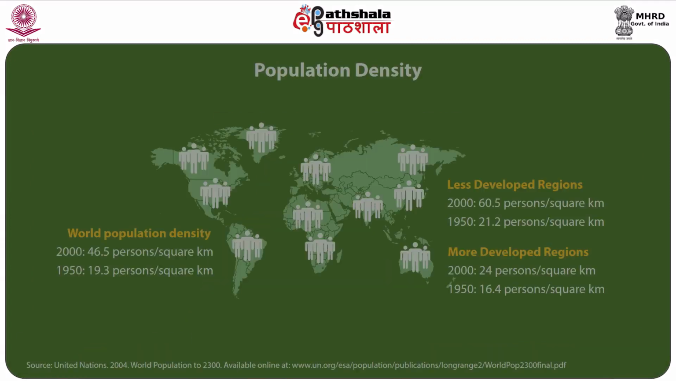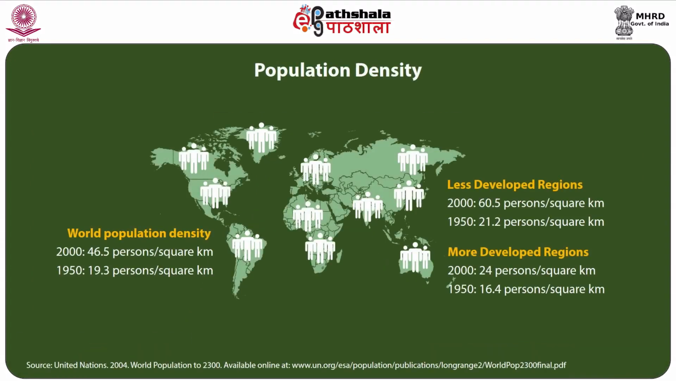Now let us look at population density. World population density has increased from 19.3 persons per square kilometer in 1950 to as high as 46.5 persons per square kilometer in 2000, which is almost an increase of 3 times since 1950.